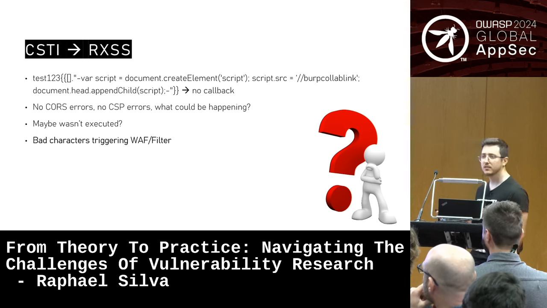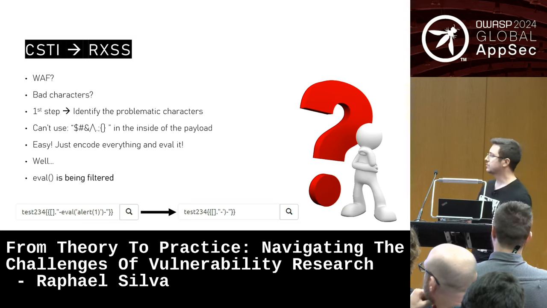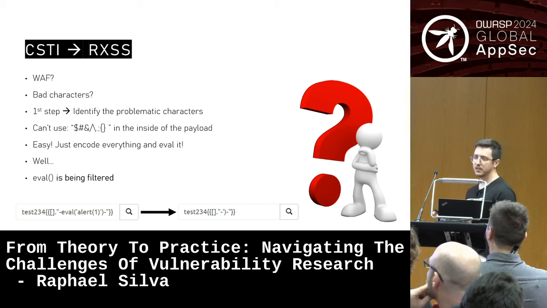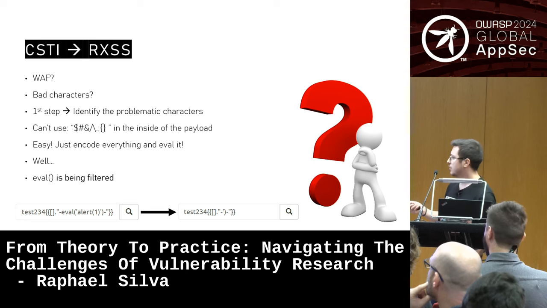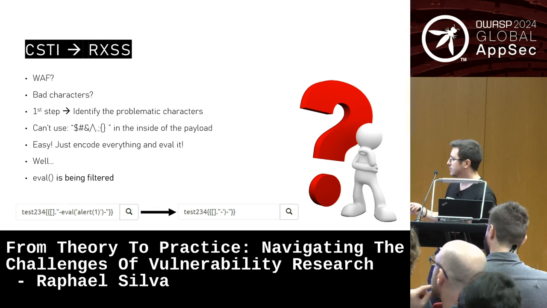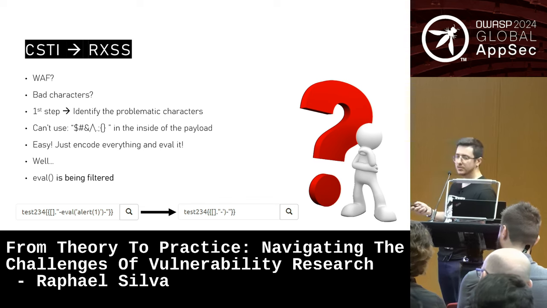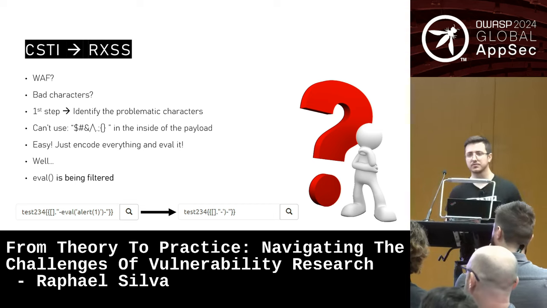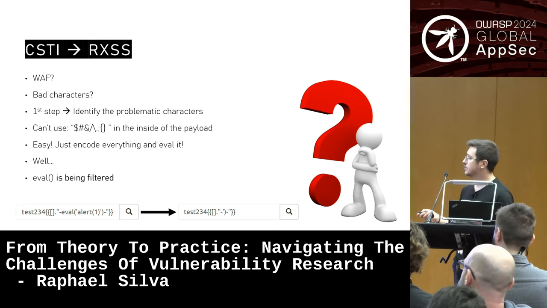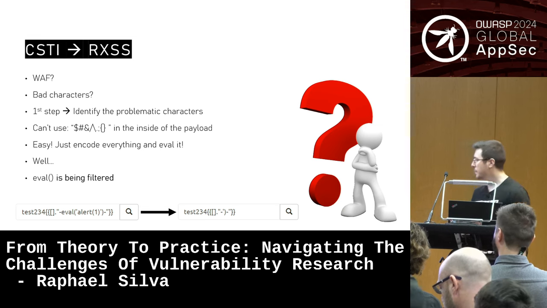In these cases, the first thing I like to do is see if there's a bad character. So let's try to identify the problematic characters here. In this specific case, if any of these characters were inside the payload, it would just not execute. It would just leave and not do anything, including a space. It's a bit hard to see, but it's there.